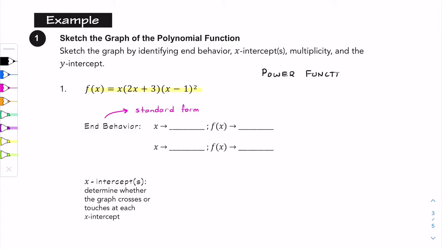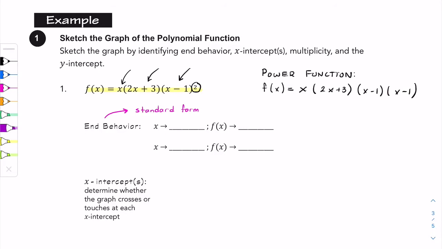So a power function is when you take every factor and you multiply the first term together. So I'm going to highlight what I'm talking about here. We have our factor of x. We're multiplying this by the factor of 2x plus 3. And we're multiplying that by the factor of x minus 1, but with a multiplicity of 2. So I'm actually going to write that factor out twice because that's what the exponent is telling me to do. I just wrote that factor twice.